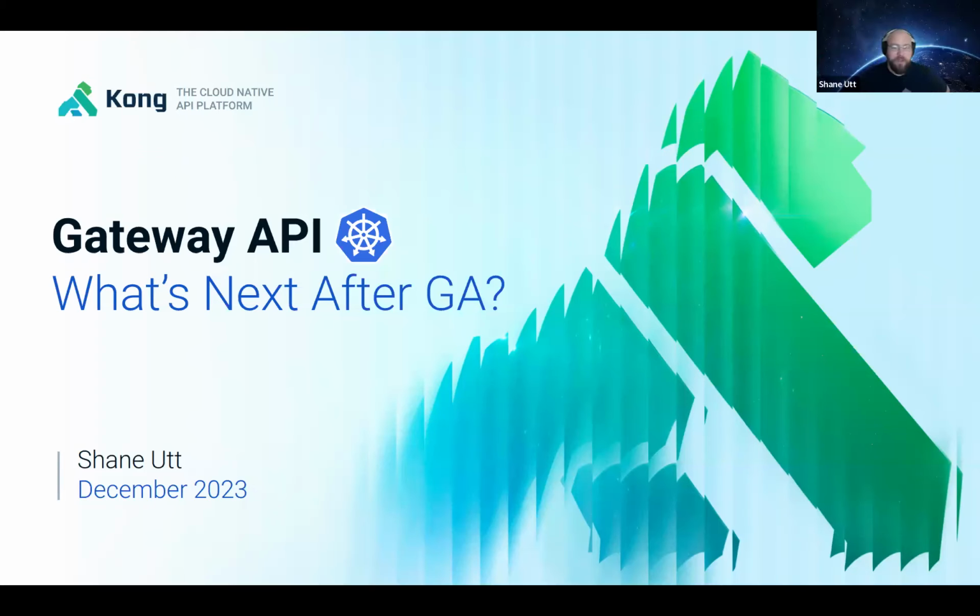Sounds good. So yeah, Gateway API, we're going to talk about what's next after general availability, version 1, which released just a little while ago at KubeCon. For those of you who have seen Gateway API before, you'd be interested to know that little logo there, which just looks like the Kubernetes one, is the one we came up with for our Gateway API official logo. So that's the new logo.